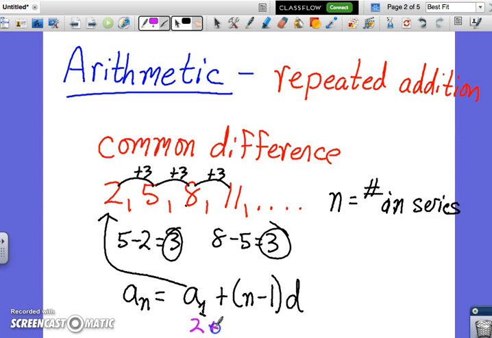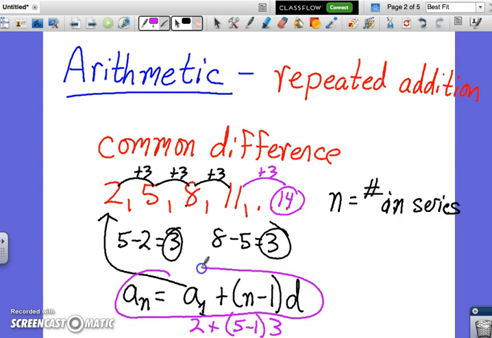So we're going to take 2 plus n minus 1. We want to find the fifth number in the series, so 5 minus 1, which I know is 4 and you know is 4. Just humor me right now. And the common difference right now is 3. So 5 minus 1 is 4, 4 times 3 is 12, and 12 plus 2 is 14. Well, guess what? If we went up here and added 3, what's the next number in the series? 14. So this is a formula that we're going to use in any arithmetic sequence.